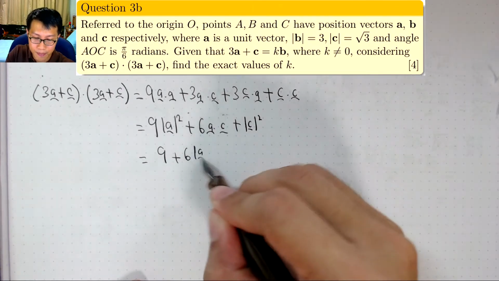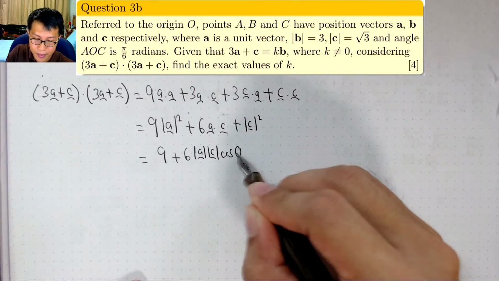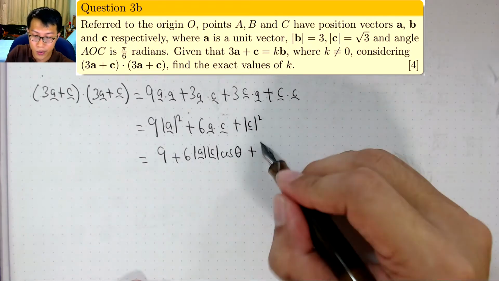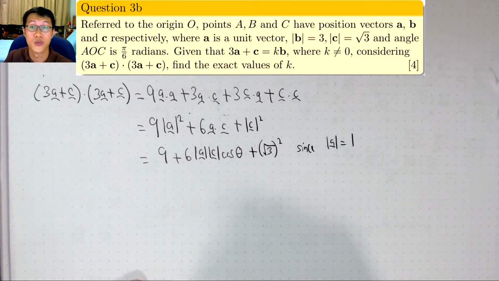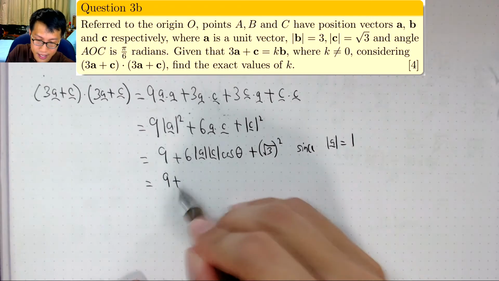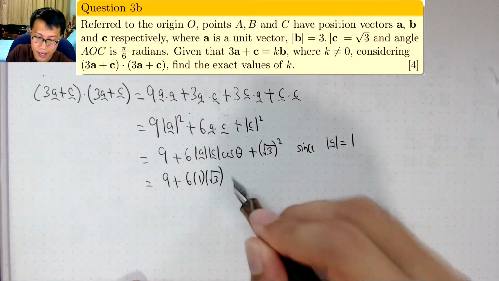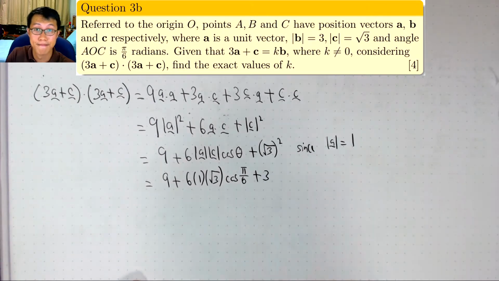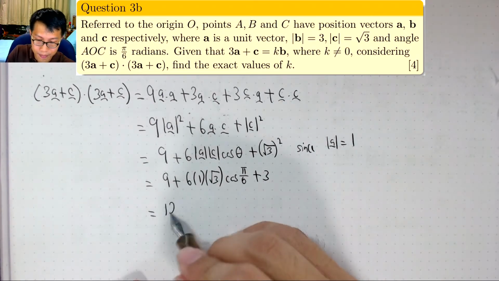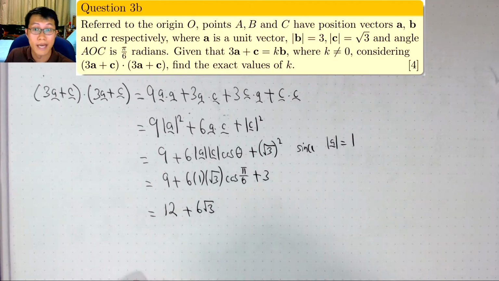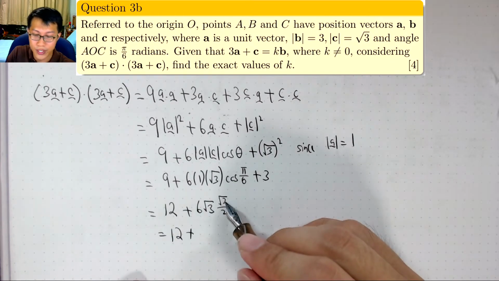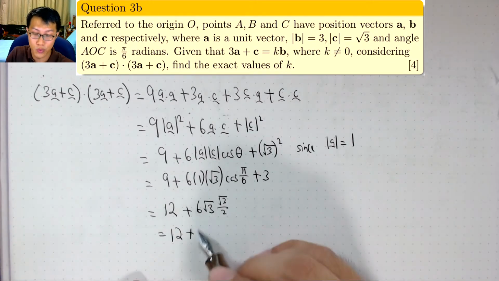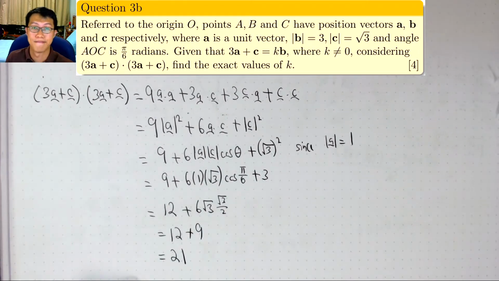A dot c is mod a, mod c, cosine theta, plus we're given that mod c is √3. So we have √3 squared, since mod a equals 1, as it is a unit vector. Let's proceed further. 9 plus 6 times 1 times √3 times cosine pi over 6 plus 3. 9 plus 3 gives us 12, plus 6√3. Cosine pi over 6 is √3 over 2, which gives us 12 plus √3 times √3 is 3. 3 times 6 is 18. 18 divided by 2 is 9, leaving us with 21. So this is the first part where we just expand this and apply everything we have.